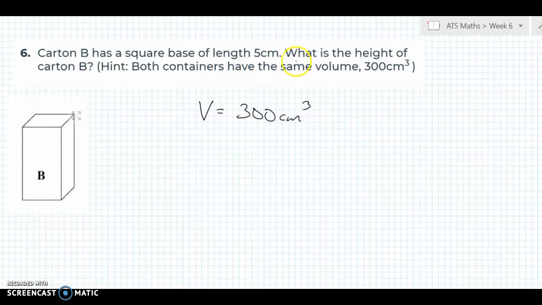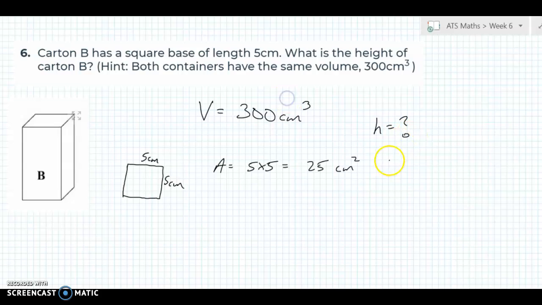It has a square base of length 5 centimeters. So if we're looking down on it from space, if you like, looking down on the base, it would be 5 centimeters this way and 5 centimeters that way. So the area of the base would be 5 times 5, and that would be 25 square centimeters. Now we want to get the height, h. What's the height going to be?